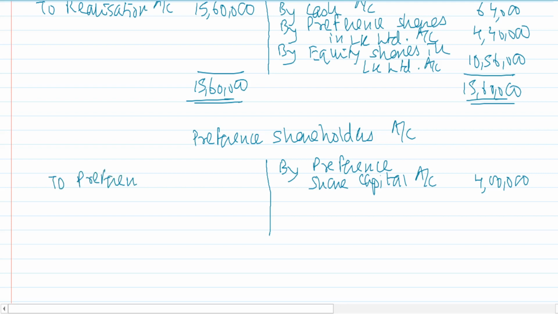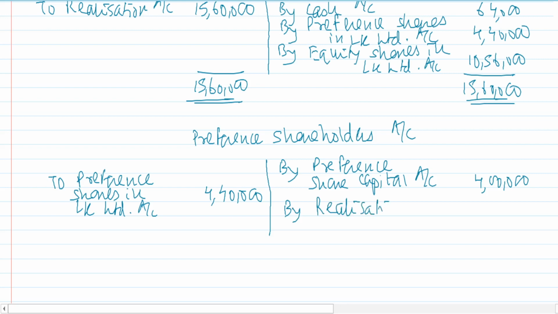We will give them preference shares now in the purchasing company. So preference shares in LK Limited account. We give them preference shares worth 4 lakh 40. We are giving them preference shares of 40,000 rupees extra. This extra will be transferred to realization. So we say to realization account 40,000, right? So the account gets closed, 440, 440.